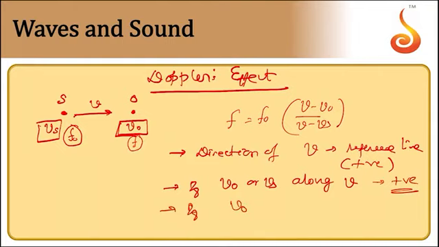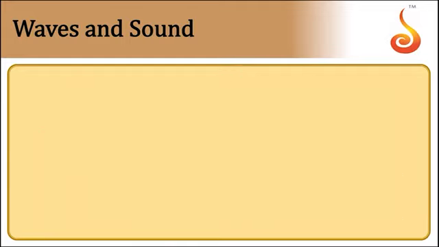If Vo or Vs are opposite to V, they are taken with negative sign. Simple. They are taken with negative sign. For example, let us consider a couple of cases here. Source, observer, and this is the direction of V. Assume that source is moving along this direction and the observer is moving along this direction. Let us see how to consider this one.